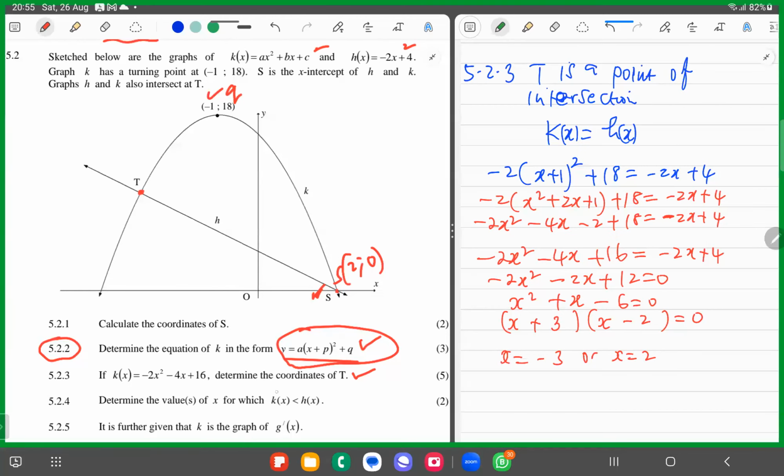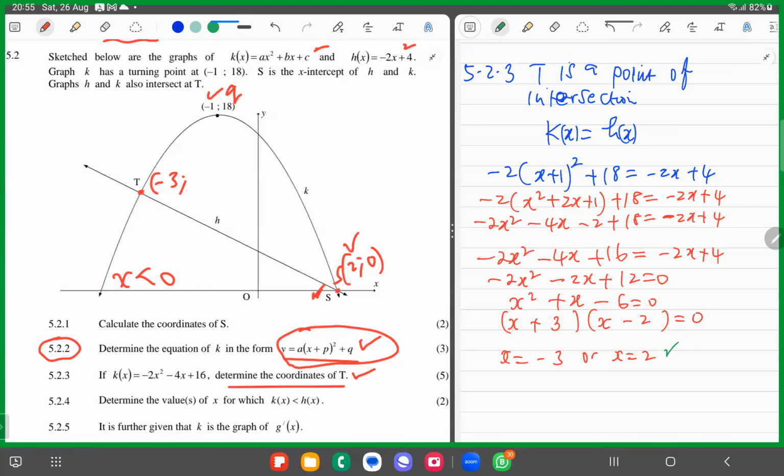We want to determine the coordinates of T. At the coordinates of T, X is negative, so X is less than 0. At this point, we can already see X is minus 3, because the 2 applies to the other point of intersection S. So now we just need to find the corresponding Y value.